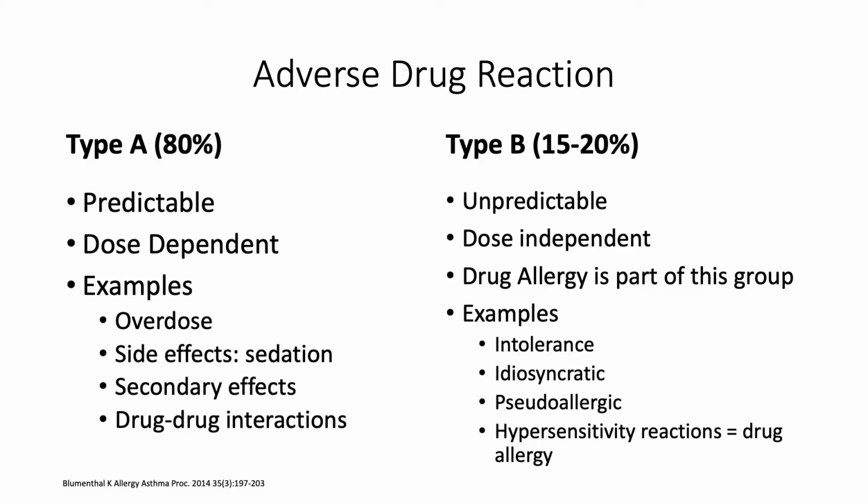Type B, this is where we're going to focus our talk today. These are unpredictable, dose-independent, and drug allergy is part of this. And it does include other things, including pseudo-allergic reactions, which we will touch base on today, as well as hypersensitivity reactions, which equals drug allergy.